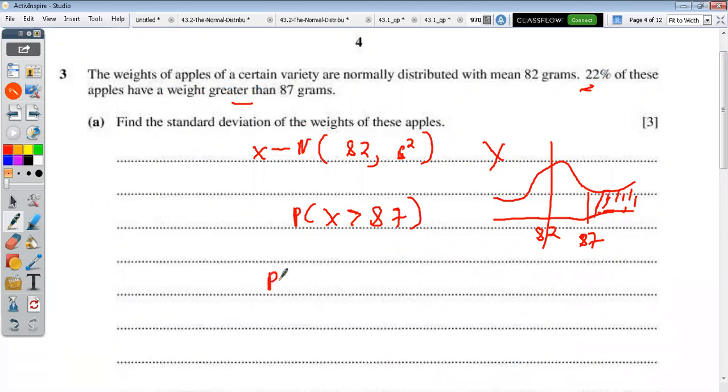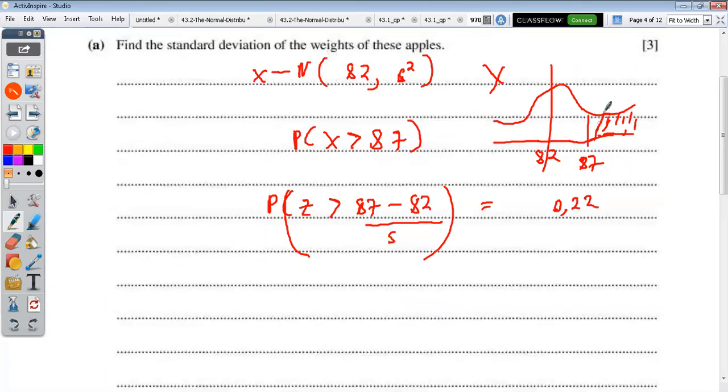So it means the probability, if I normalize it, Z is greater than 87 minus 82 over the standard deviation that we don't know, like this. Are we together? Is it equal to this percentage? Is greater than that, equal to 22%. 22% is 0.22. We are told the percentage.